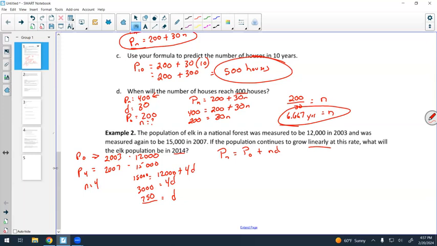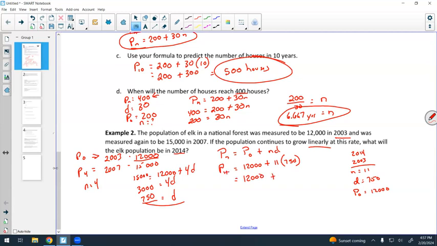So now I have d, and I have p sub 0. I want to know 2014. How many years is that after 2003? 11. So n equals 11, d equals 750, p sub 0 equals $12,000. So p sub n is what I'm looking for now, p sub 11. 12,000 plus n, which is 11, times d, which is 750. I have 12,000 plus 8,250, which gives me 20,250 elk.